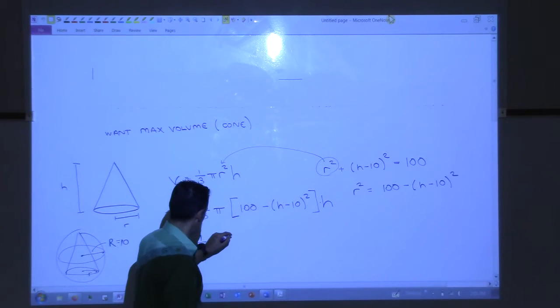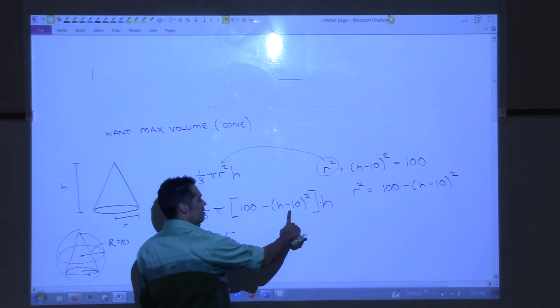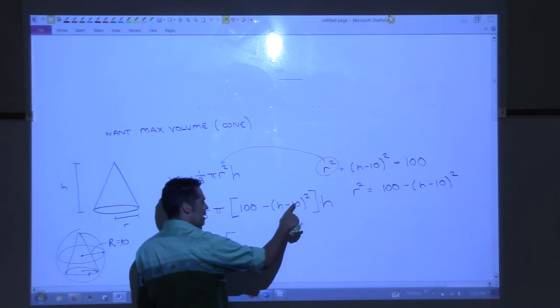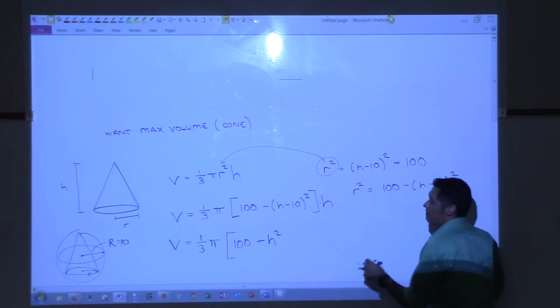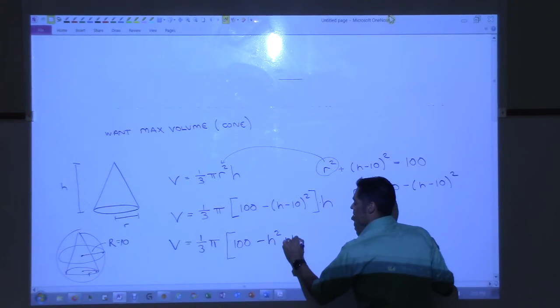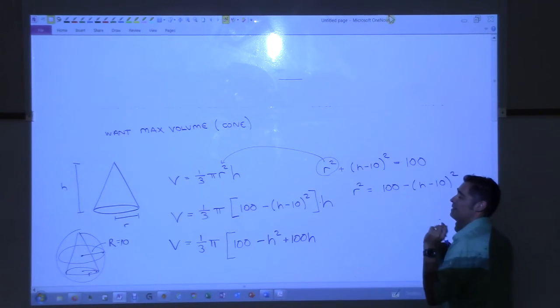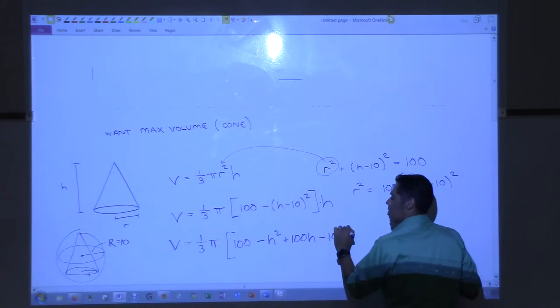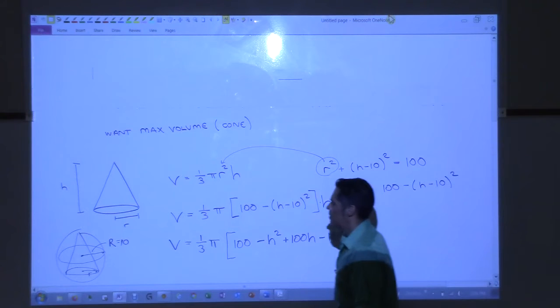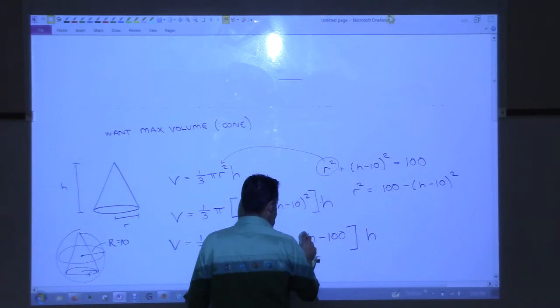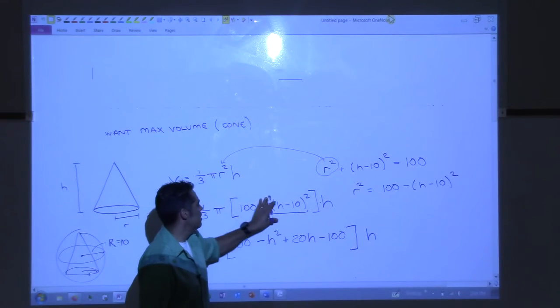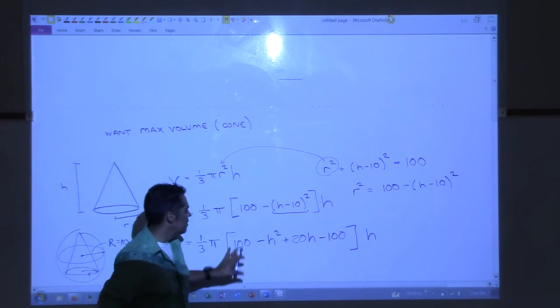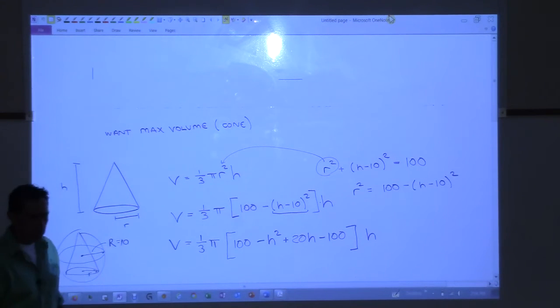Okay, what I'm going to do next, I'm going to go ahead and expand that out. I'm going to multiply that out, and then I'm going to distribute the negative through. So I'm going to have 100, I'm going to have minus h squared, and minus 100, then plus 20h, and then minus 100. Okay, so all I did was square that, and then after squaring it, distributed the negative through, and came up with this. And that actually works out pretty nice, doesn't it? Because those hundreds are going to be gone.